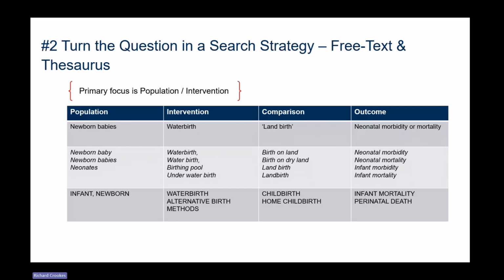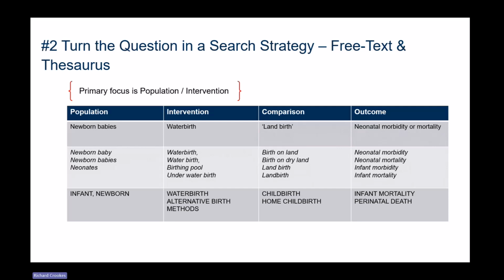So obviously newborn babies is the population group. It could be newborn baby, singular, could be plural, newborn baby, as you see there, neonates, neonatal, and so on. Then there's the intervention, so water birth, obviously a keyword term. It could be birthing pool, underwater birth, could also be other terms that we might use.